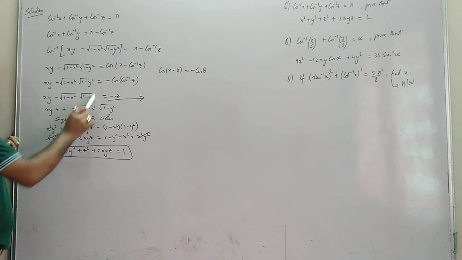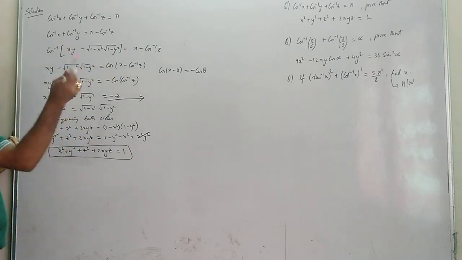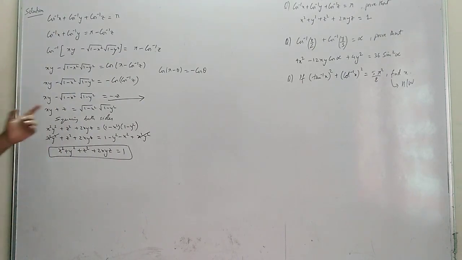Why am I keeping this on one side? Because in the part we have to prove, we don't have any root term, so we need to get rid of this root. Now squaring both sides. Solve it and we'll get the answer. The same way we'll do the second question also. So let's go for the second one.